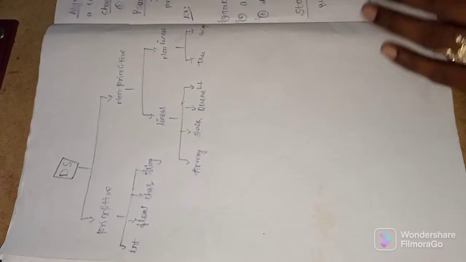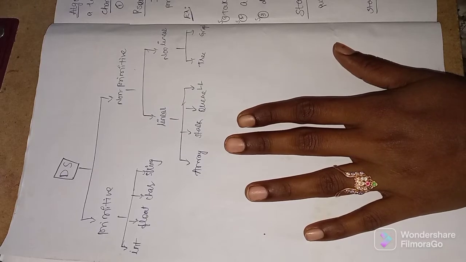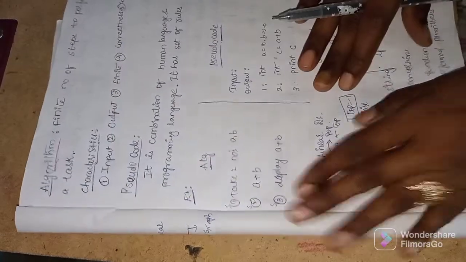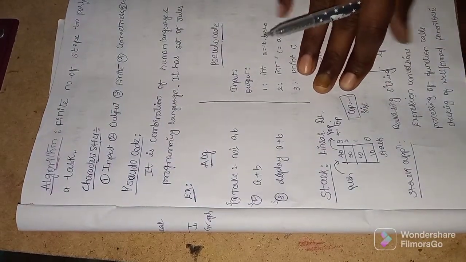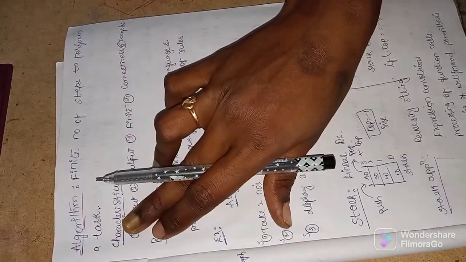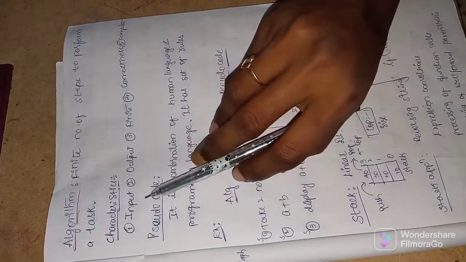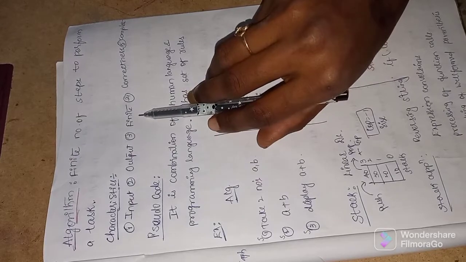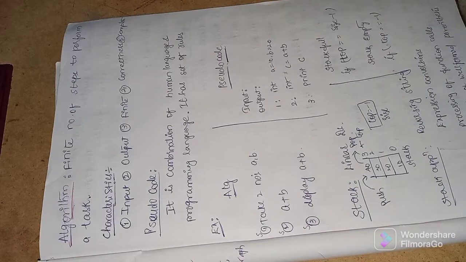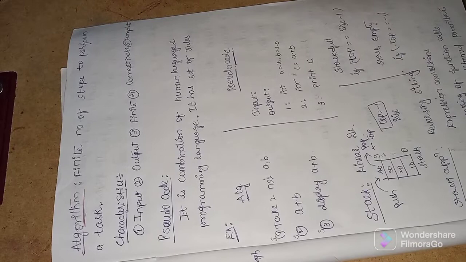When you enter the subject, first the topic is introduction to data structures, and the next topic is algorithms and pseudocode. An algorithm is a finite set of steps to perform a specified task. The characteristics of an algorithm are: it should have input, it should have output, it should have a finite number of steps, it should be correct, and the last one is complete, meaning the algorithm is suitable for your task.